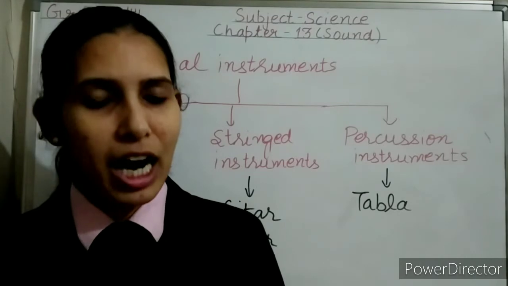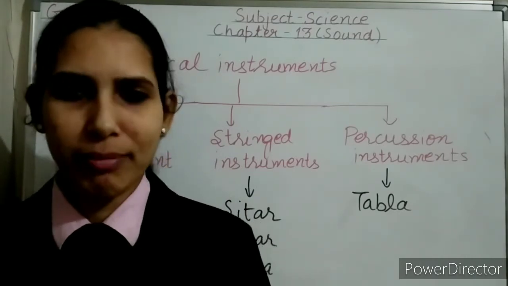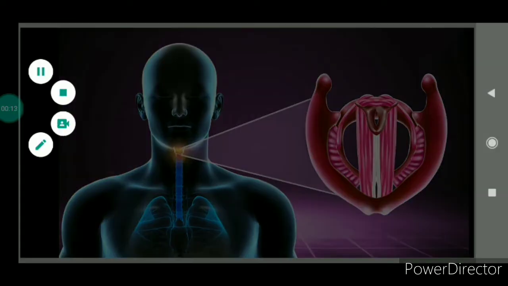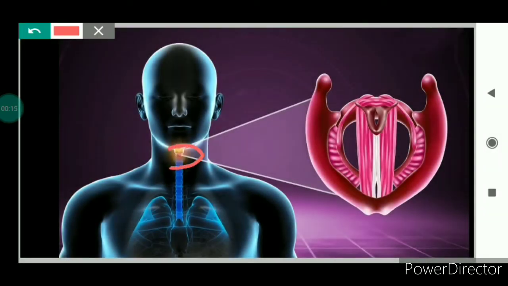Now we will study how sound is produced by human beings. Human beings produce sound by using the voice box, which is also called the larynx. It is situated in our throat at the top of the windpipe. The human voice box contains two ligaments known as vocal cords.